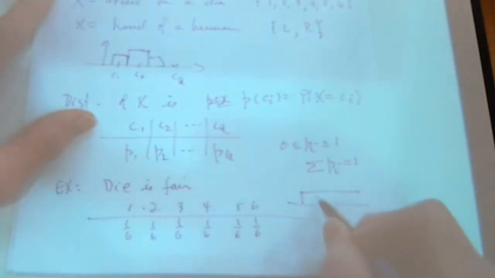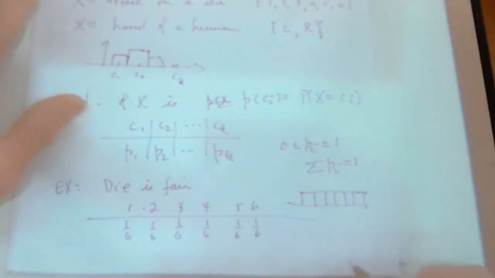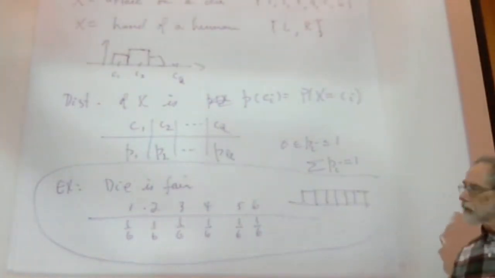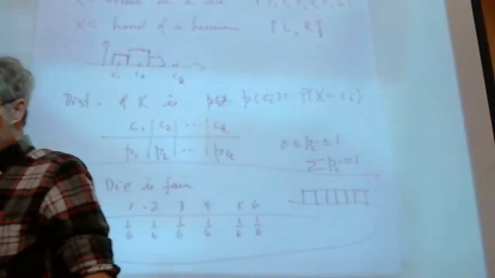Okay. And then this would be my picture, right? I could just add. That would be the picture of the distribution. Now, it doesn't have to be fair. There could be many other distributions.